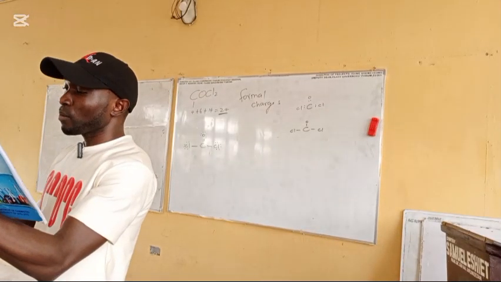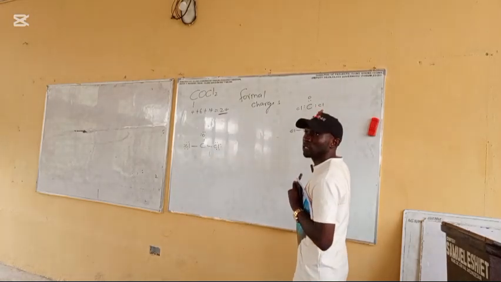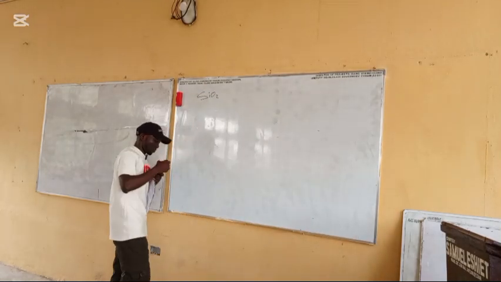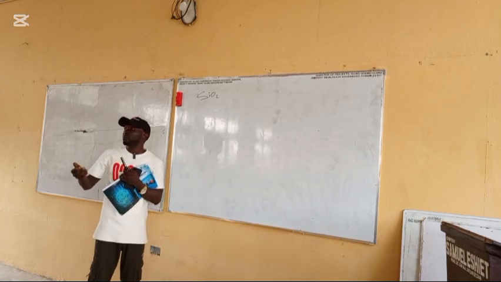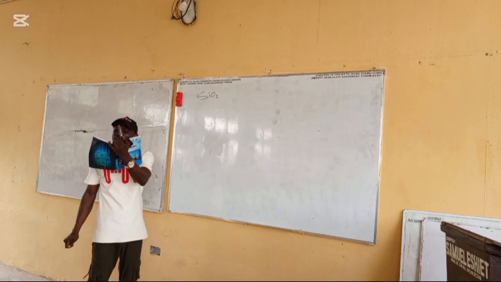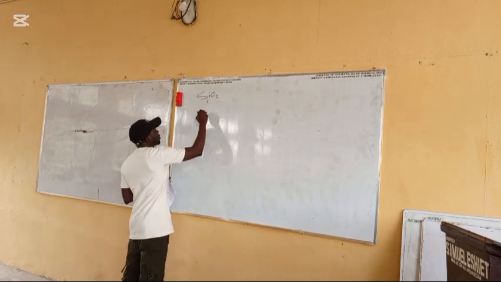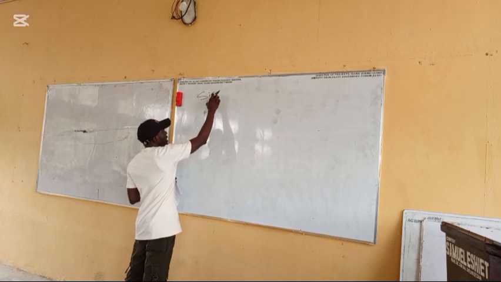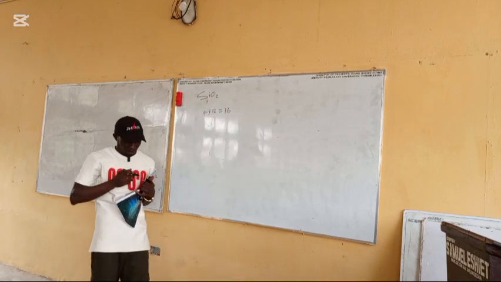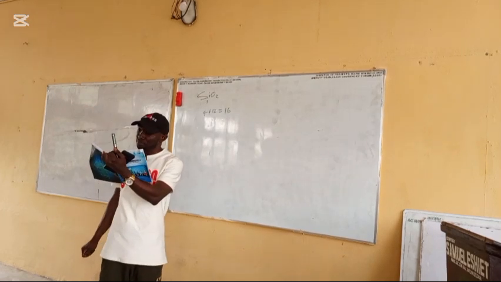Number 9, we are constructing for SiO2. Can I clean the board? Yes. At this point, you should be faster than I am. Total number of valence electrons in SiO2: silicon is in group 4, plus O is 6 times 2, which is 12. Everything is 16. So we have 16 valence electrons there. Move on to the next.